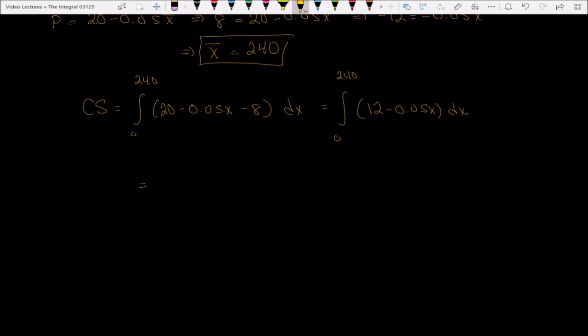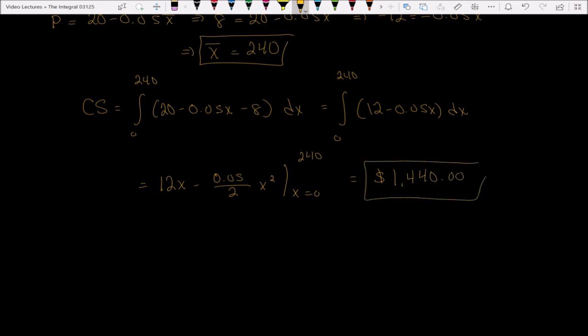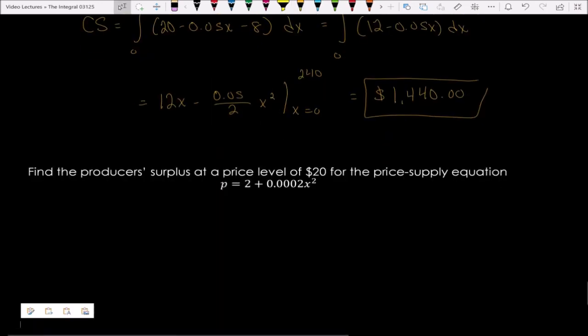Again, by the fundamental theorem of calculus, we're going to have 12x minus 0.05 over 2 x squared, evaluated from x equals 0 to 240. If you plug this in, this will give us $1,440. This is our consumer surplus.